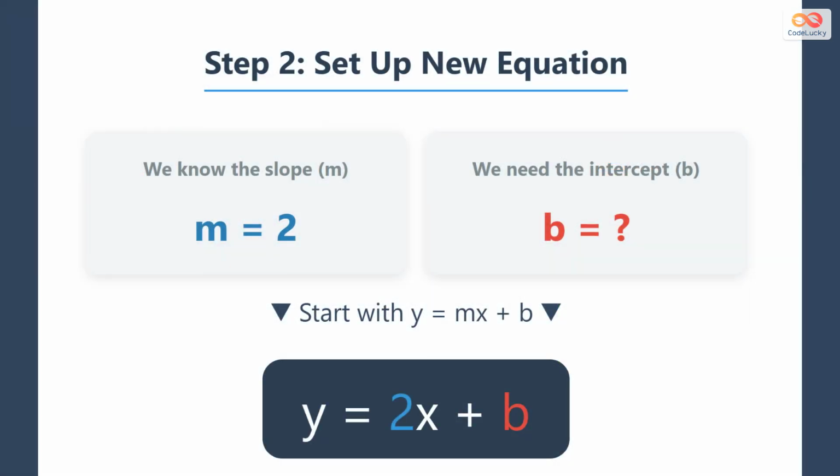Step 2 is to set up our new equation. We know that m equals 2, but we do not know the y-intercept, b, for this new line yet. So, we start by writing the general form y equals mx plus b, and we plug in 2 for m. This gives us y equals 2x plus b.